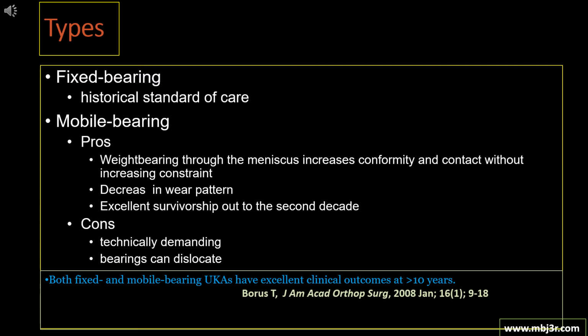Fixed bearing, a historical standard of care. Mobile bearing: weight bearing through the meniscus increases the conformity and contact without increasing constraint, with a decrease in wear pattern and excellent survivorship out to the second decade. But it is technically demanding, and bearings can dislocate. Both fixed and mobile bearing unicompartmental knee arthroplasties have excellent clinical outcomes at more than 10 years.